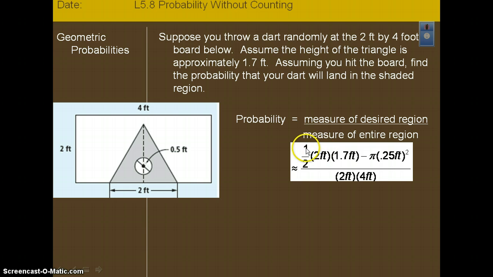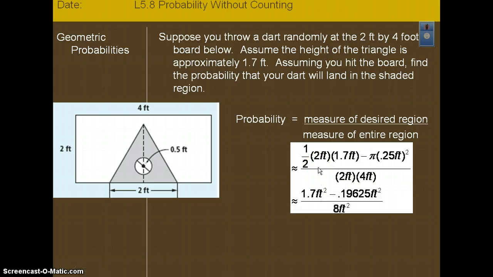So we can see the area of a triangle using 1/2 base times height minus the area of the circle, which would be pi times 0.25 feet squared. You'll notice I did not use this number 0.5 feet here. That indicates the diameter, and the circle formula calls for the radius, not the diameter. The area of the entire region is, of course, the 2-foot by 4-foot board. I'm going to calculate each area separately.